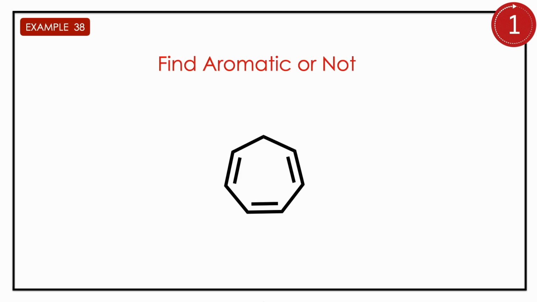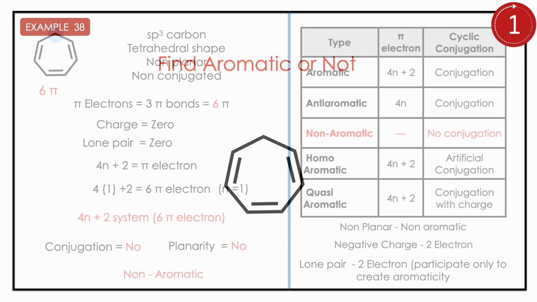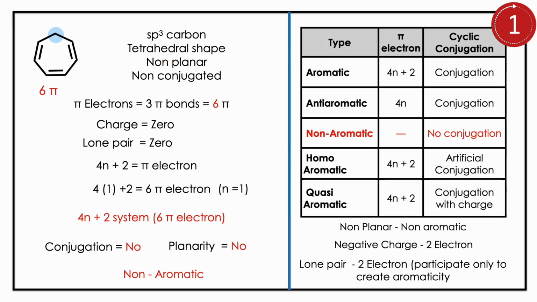Then the next example, you have cycloheptatriene with one sp3 carbon inside. You should find whether the given compound is aromatic or not. Here sp3 carbon is there. It's tetrahedral in nature. So definitely it is non-planar. It will prevent the conjugation as well as delocalization. So conjugation is there, but sp3 carbon prevents the extension and delocalization.